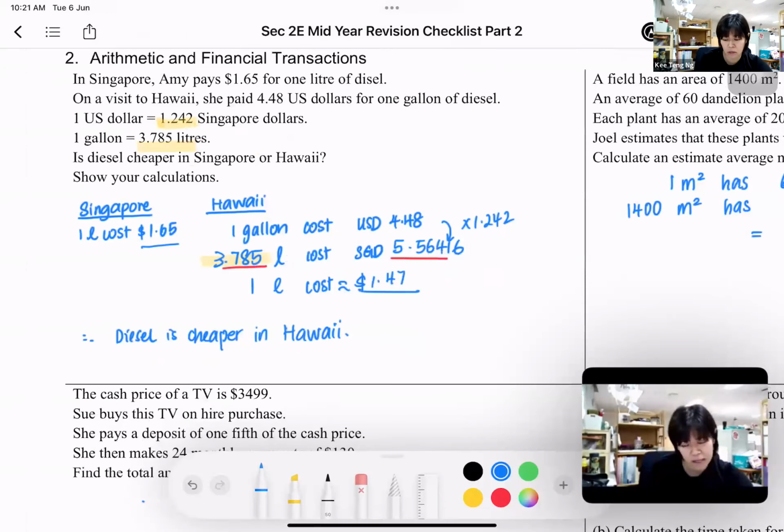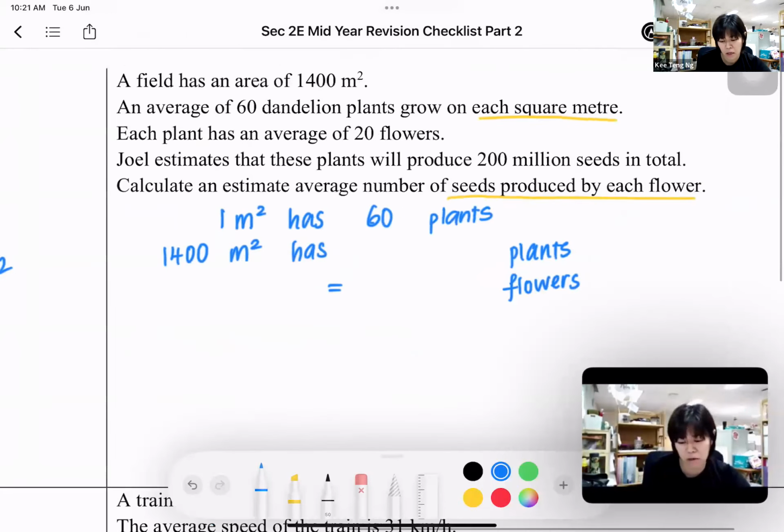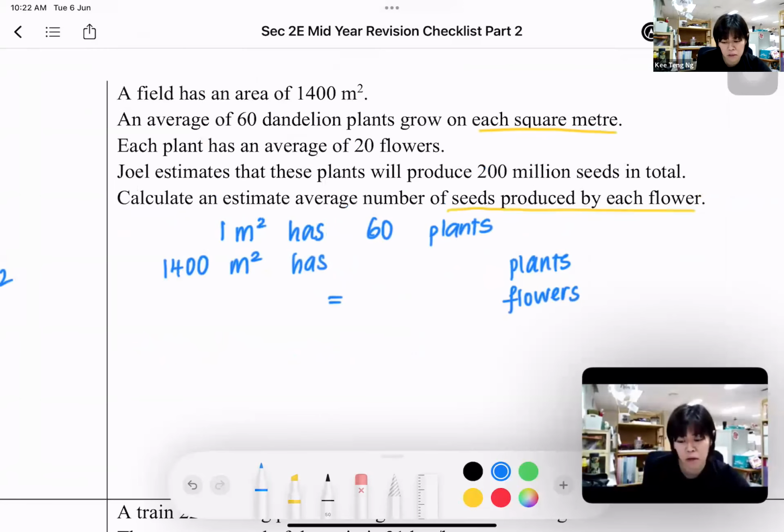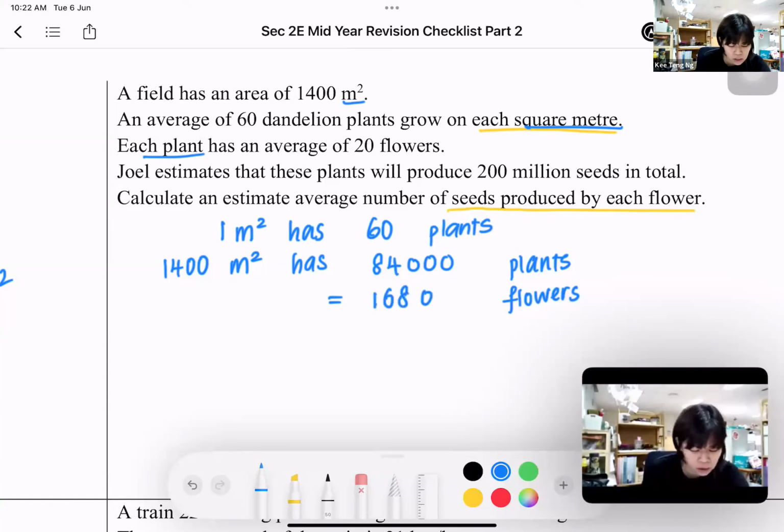Simple, straightforward question. Next one: a field has an area of 1,400 square meters. The average is 60 dandelion plants on each square meter. So 1 square meter has 60. So 1,400 times 60 will give you this number of plants, right? But each plant has 20 flowers, so I multiply by another 20. I got this number of flowers.